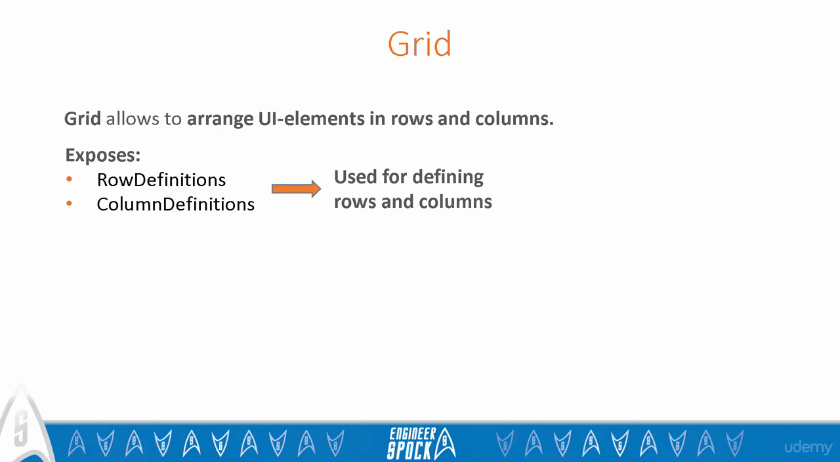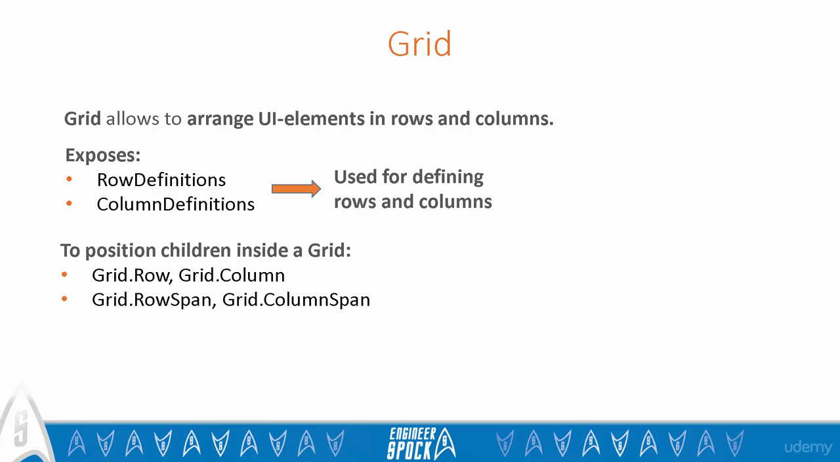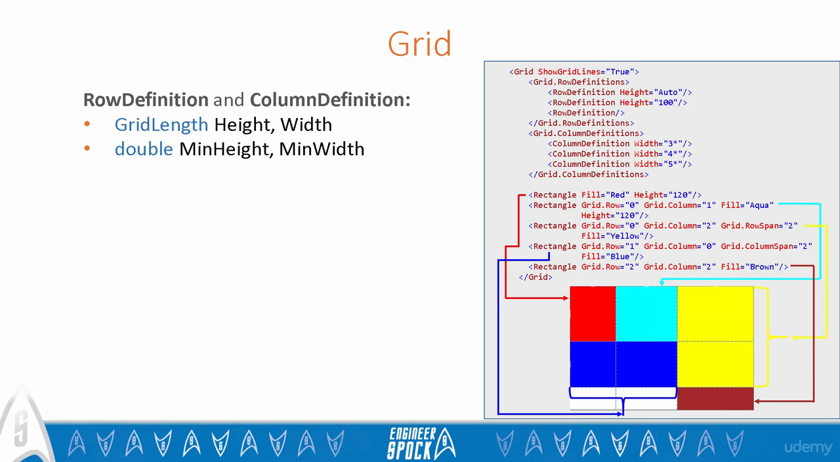The number of columns is controlled via the property ColumnDefinitions. The ColumnDefinitions collection contains columns which are represented by the class ColumnDefinition. To put a UI element into a certain cell of a grid, you can define the attached properties Grid.Row and Grid.Column. In order to span two rows by a UI element, you can define the attached property Grid.RowSpan. To span two columns by a UI element, you can define the attached property Grid.ColumnSpan.